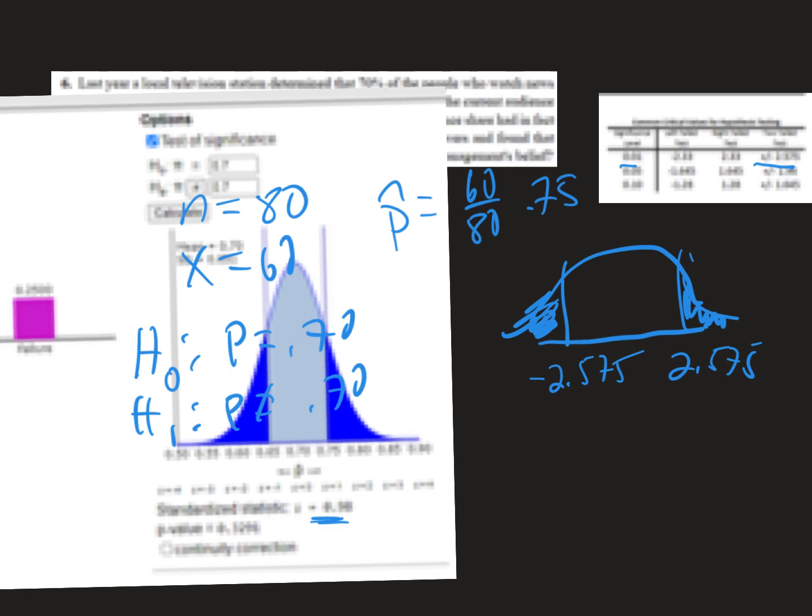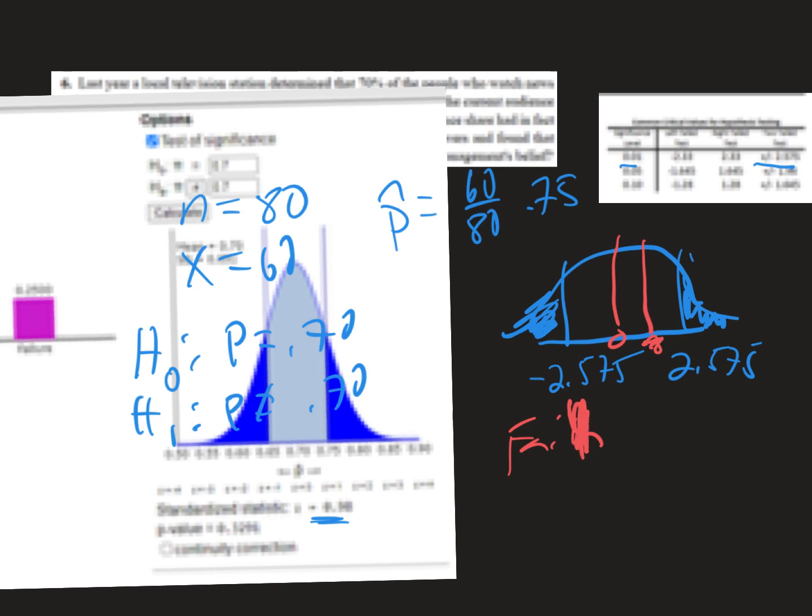So if our test statistic falls above that, or if it falls below that, we reject H0. But as we said already, a z-score of 0.98 is not even one standard deviation above the mean. Not in the rejection region. We're going to fail to reject H0.